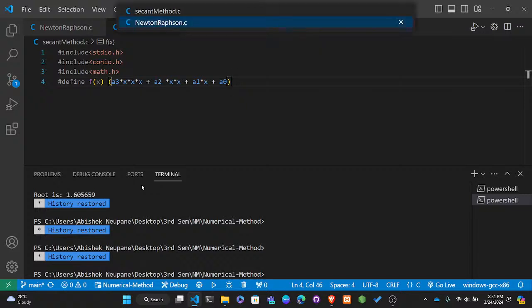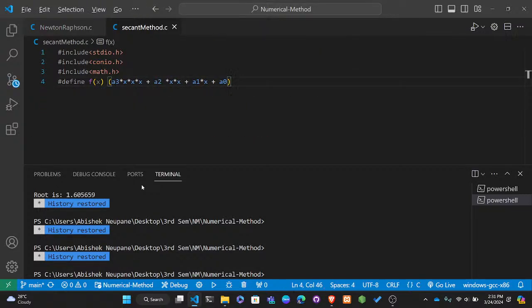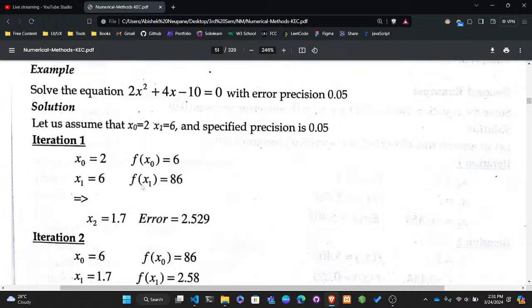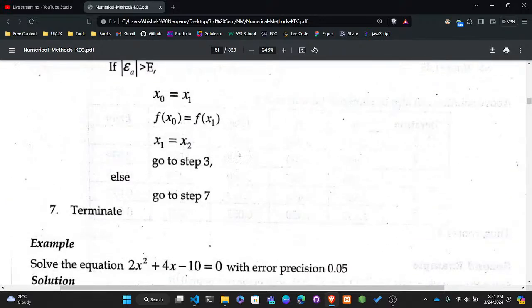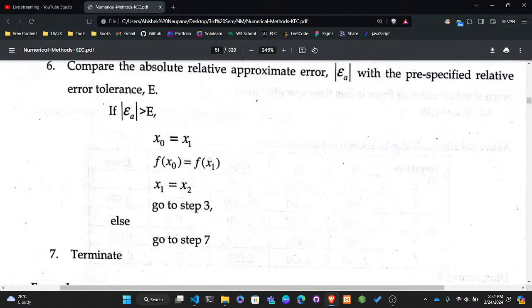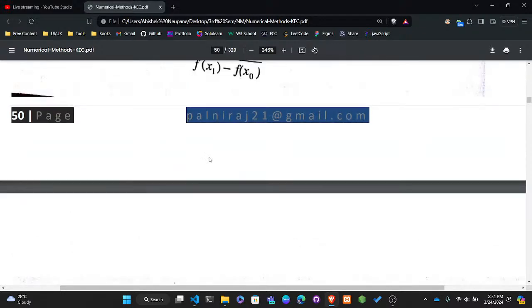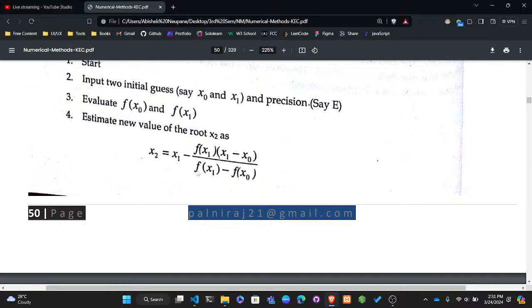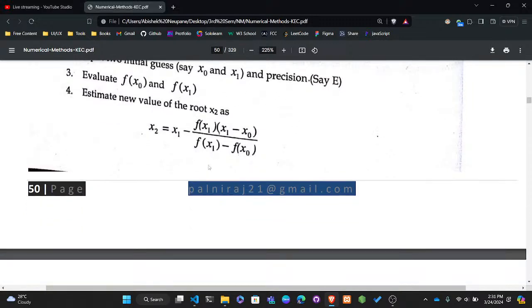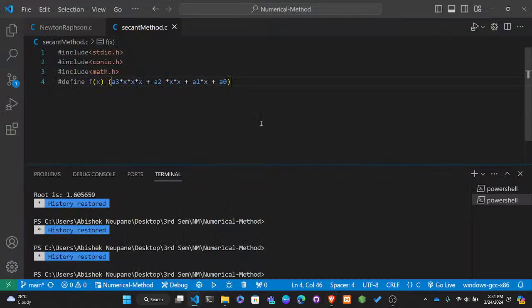Then after that, in this program we should not calculate the derivative, right? In the Newton-Raphson method we should calculate the first derivative. In this case we should not calculate any derivative. We just directly put in that function, and the initial guesses will be directly put into this function. So we finished.